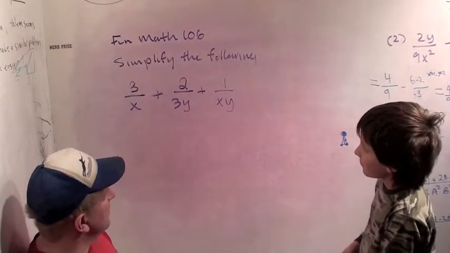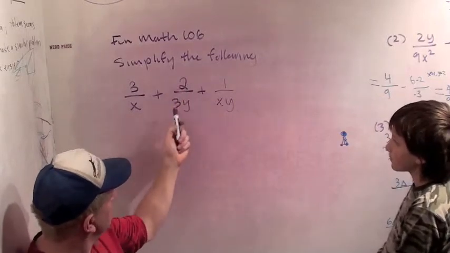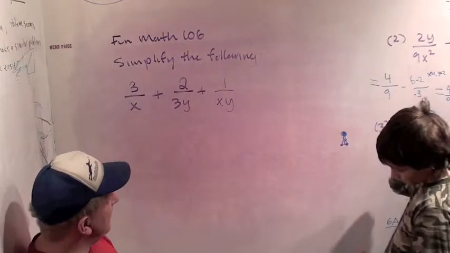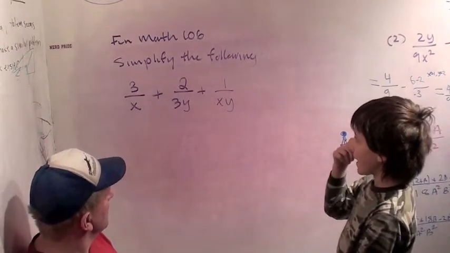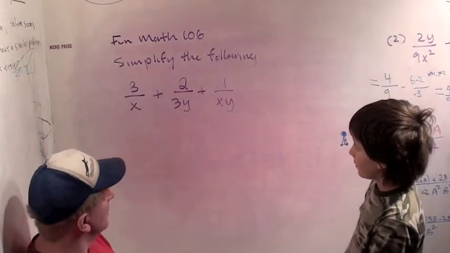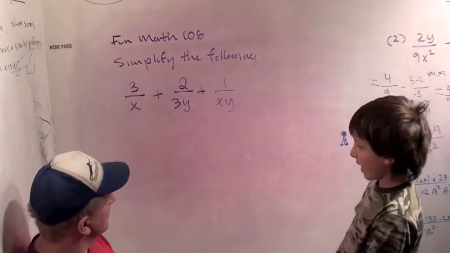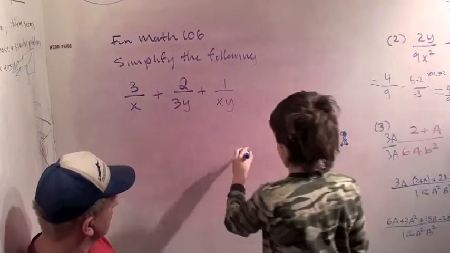Okay. So in this video we're going to talk about 3 over x plus 2 over 3y plus 1 over xy. So what do we have to do to combine these terms? We need to get a common denominator. And what is the common denominator going to be here? It's 3xy. Okay, so why don't you write a big bar and write your common denominator.